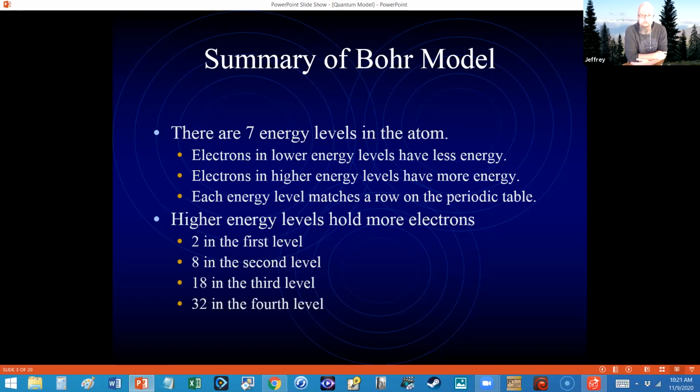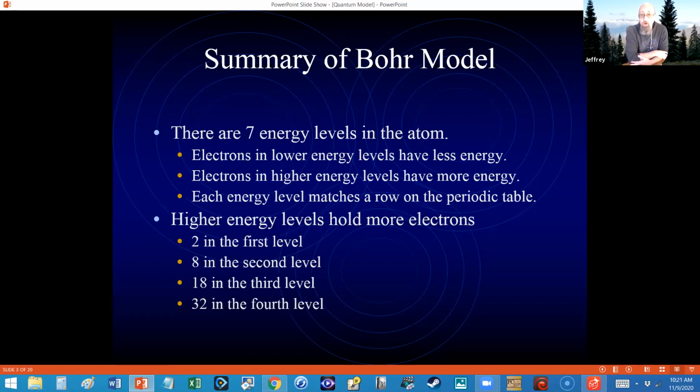So if an element is in period or row 5, it means that it has electrons in 5 energy levels, starting with the lowest. And remember how we filled out the Bohr model. We start with the lowest energy level and then work our way outwards. And that's going to continue to be true. It's just that we have found out since Bohr's model that there's a lot more detail in here.